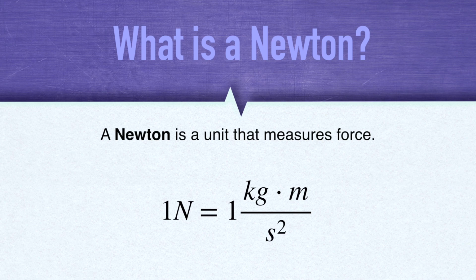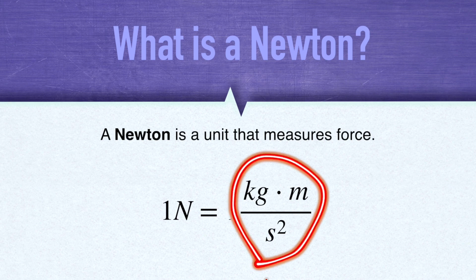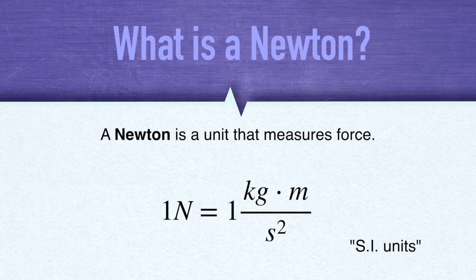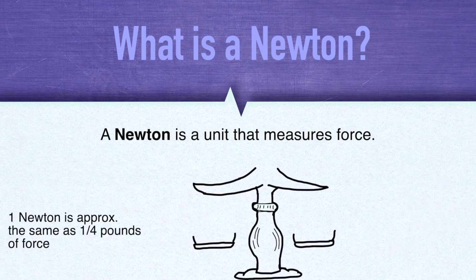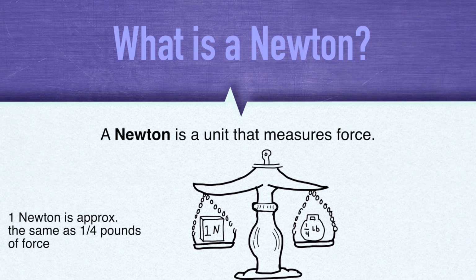It's also worth noting that 1 newton, being 1 kilogram meter per second squared, is made up entirely of what's called SI units. If you don't know what SI units are, you can click on link number 1 in the description. SI units are basically just a subcategory of metric units, but if you want an explanation, you can click on link number 1. It's also worth noting that 1 newton is about 1/4 of a pound.